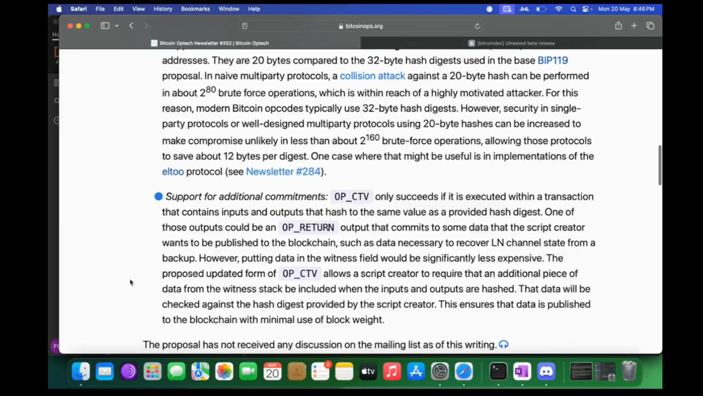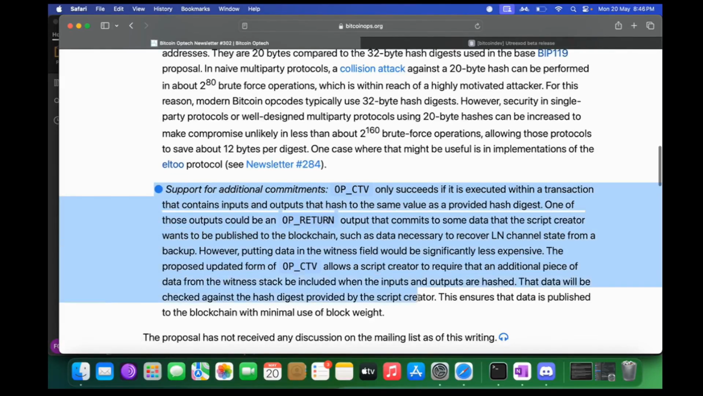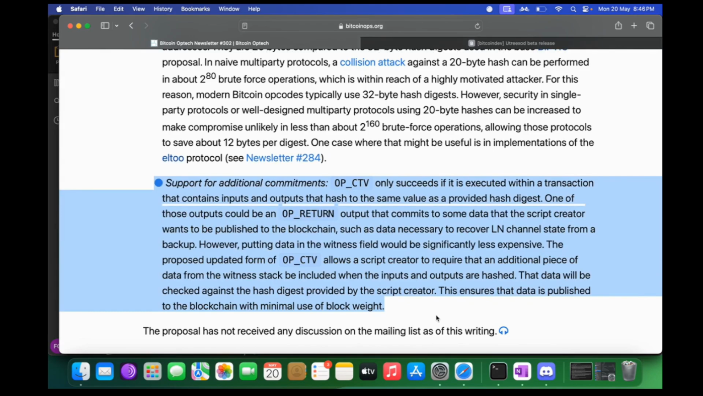Support for additional commitments. OP_CTV only succeeds if it is executed within a transaction that contains inputs and outputs that hash to the same value as the provided hash digest. One of those outputs could be an OP_RETURN output that commits to some data that the script creator wants to be published to the blockchain, such as data necessary to recover LN channel state from a backup.